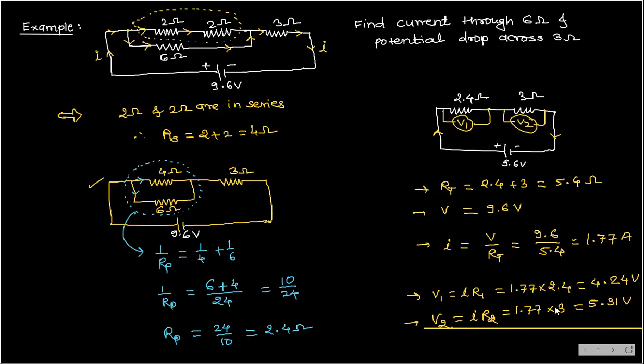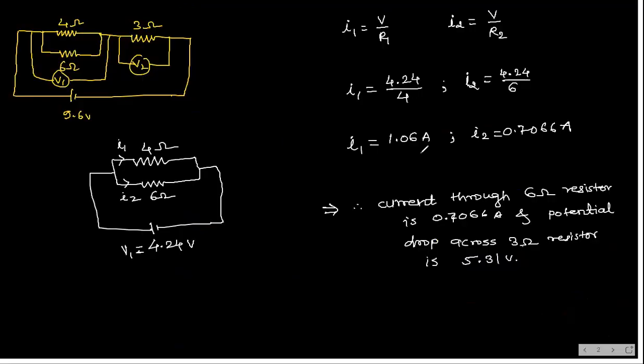Finished, everyone? Yes, sir. I1 and I2 we need to do. Yes, because if we add, it is just for tally. If you add this I1 and I2, which we got here, you should get the total current flowing through the circuit. Okay, sir.